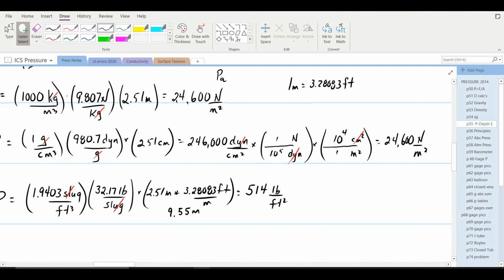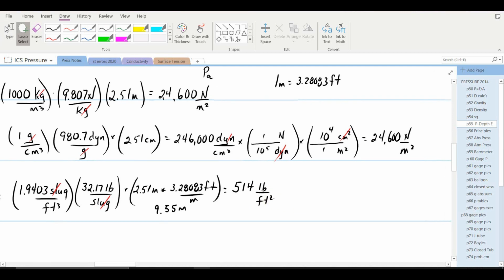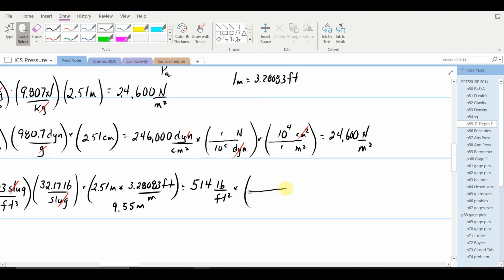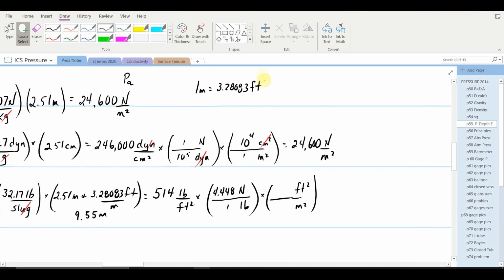Unit of pressure is force per unit area. Let's convert this to newtons per square meter. Right? So we'll cancel out pounds, go to newtons. You can check on page 50. There are 4.448 newtons per pound. I want to go from per square feet to per square meter. Okay, if we square this relationship, we'll have 1 square meter is 10.76 square feet. 10.76 square feet per square meter.